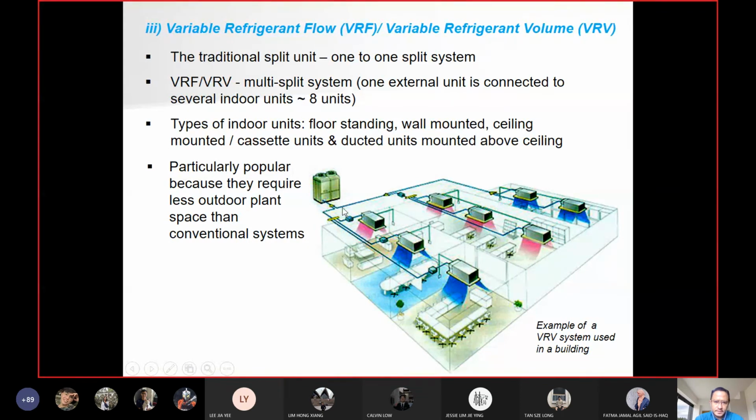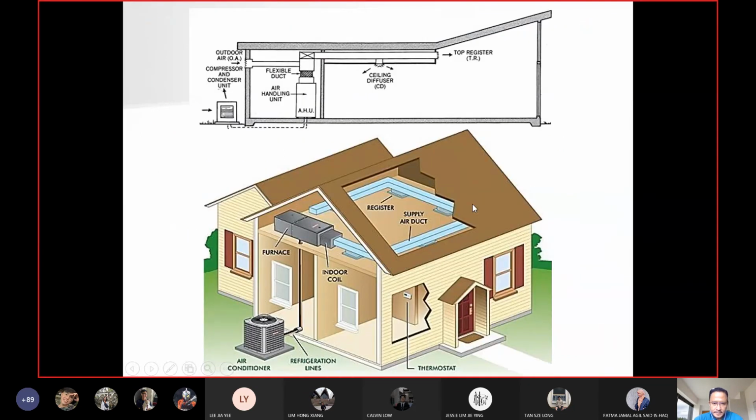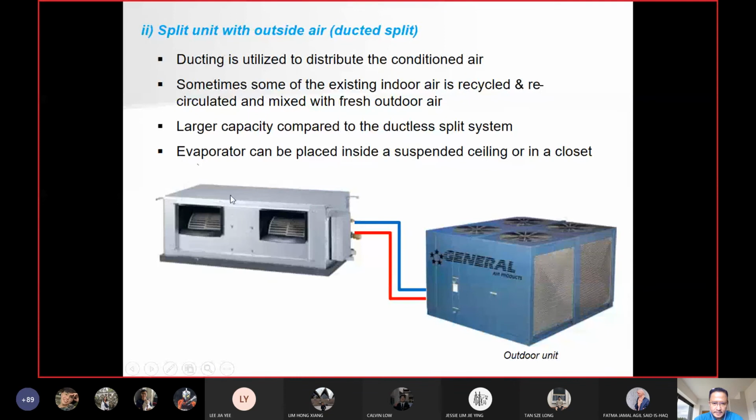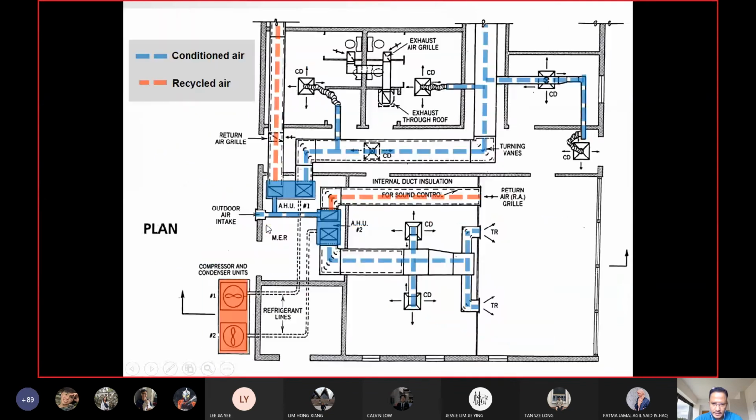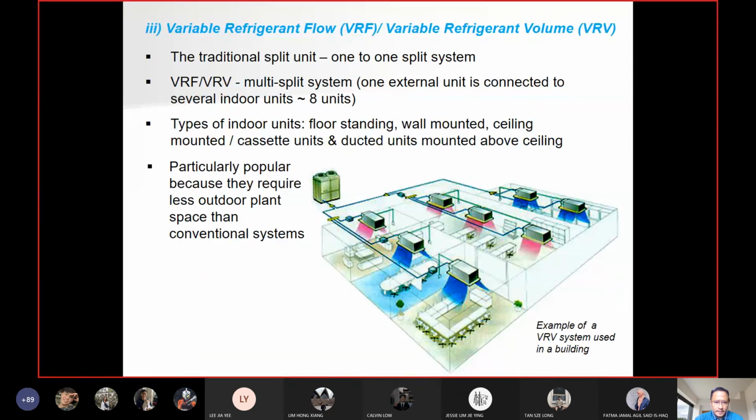The types of indoor units are more or less the same as the traditional one. You can have floor standing, wall mounted, cassette unit, and also ducted unit. This is the ducted unit, the one that you use with ductworks. They are particularly popular because they require less outdoor plant compared to the conventional system.